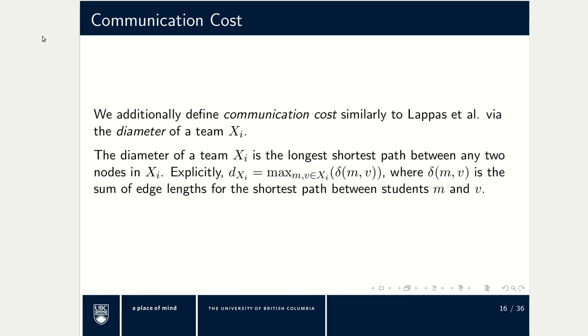Then we also need to define the communication cost. I touched on this briefly earlier. The specific way we're going to formally define communication cost is the diameter, which is the longest shortest path between any two nodes, so any two students in a team. In particular, this would essentially represent the two students that are going to work least well together. The diameter would be representative of that.